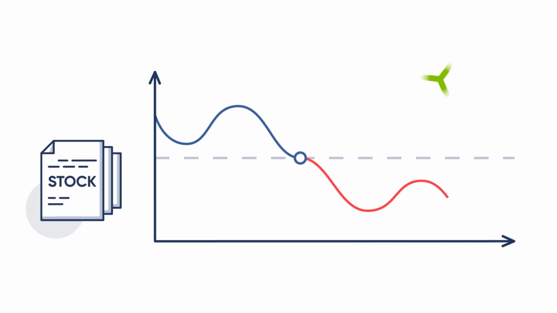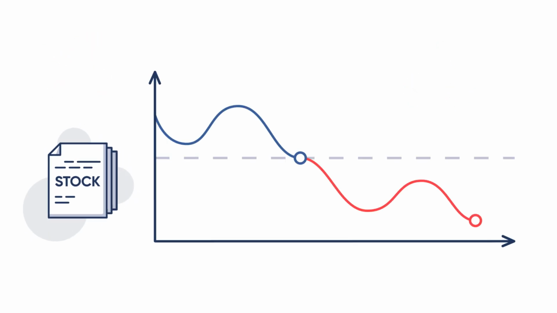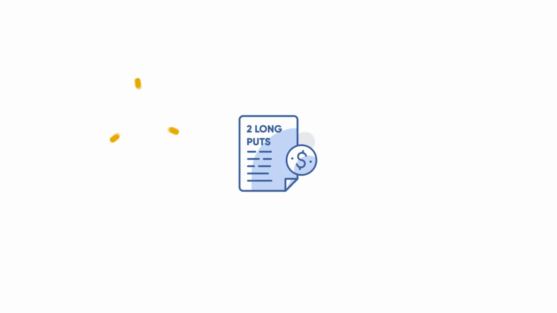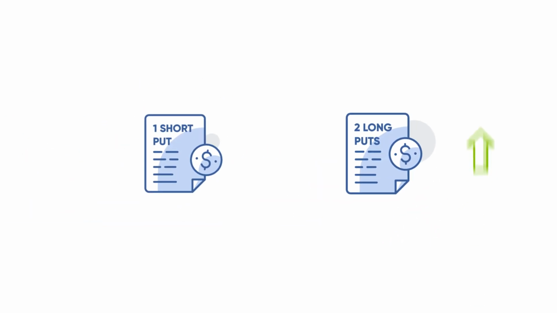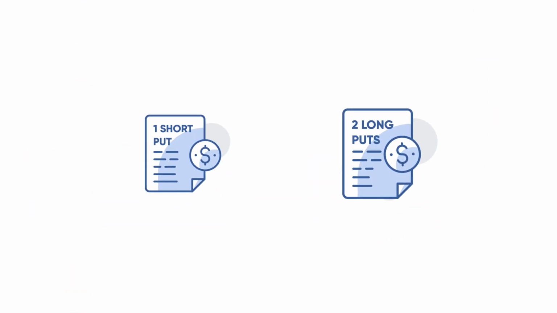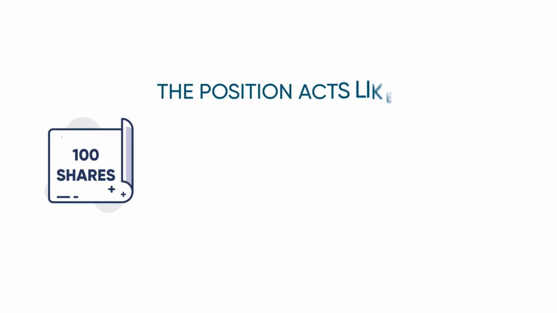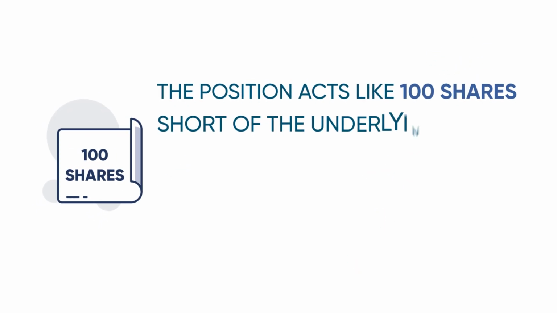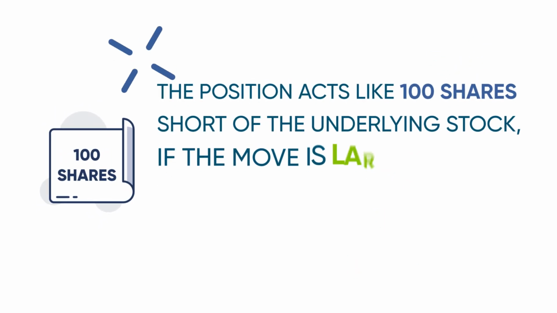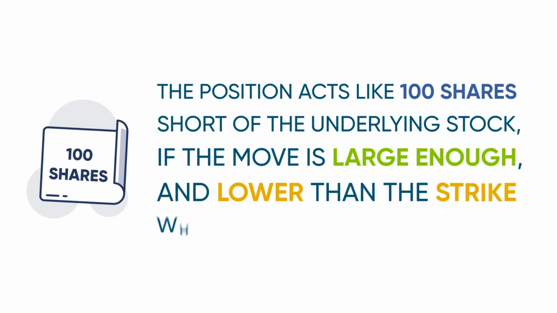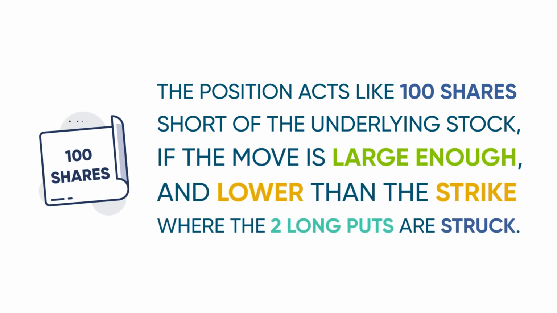By design, the short put loses as the underlying moves lower. However, the combination of the two long puts will typically offset the losses in the short put, and eventually the position acts like 100 shares short of the underlying stock, if the move is large enough and lower than the strike where the two long puts are struck.